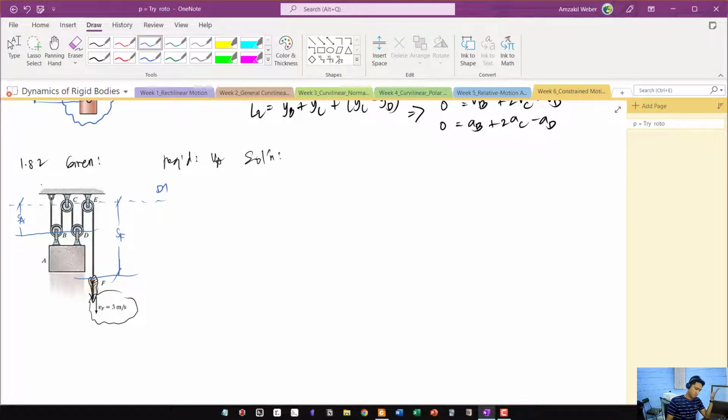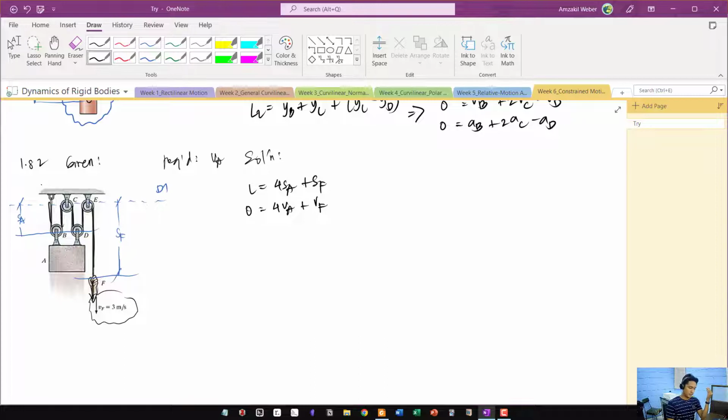The next step is to formulate the length equation. We have only one rope, therefore we only have one length. So we're ready now for the solution. L is equal to how many SA? 1, 2, 3, 4. That would be 4 SA and 1 SF. So that would be 4 VA plus VF. There is no acceleration, so it's constant. So 3 meters per second moving downward.